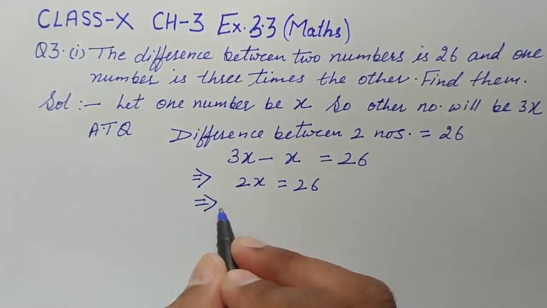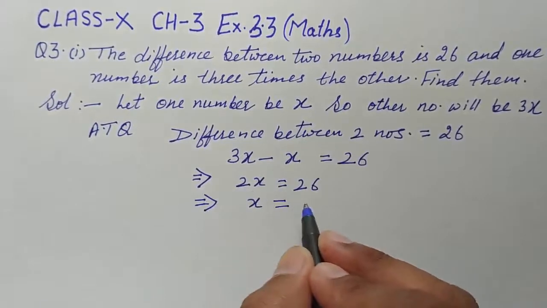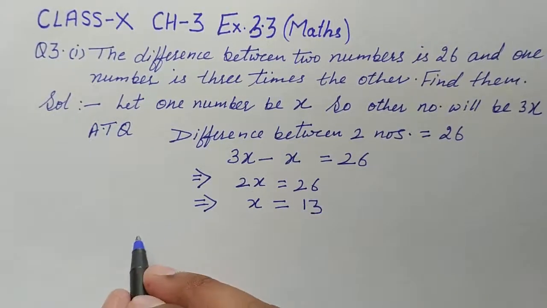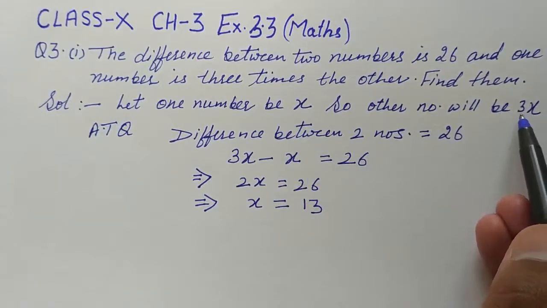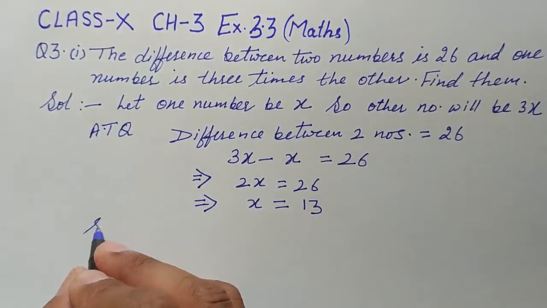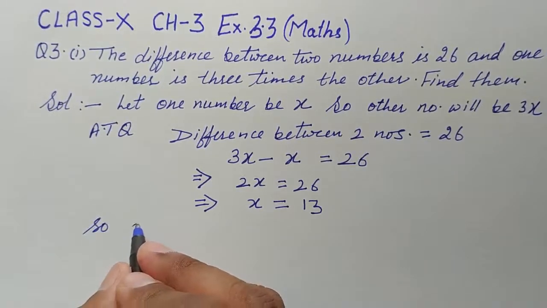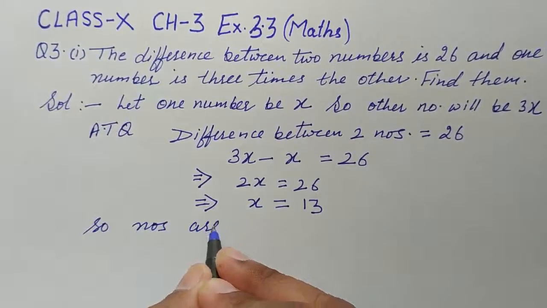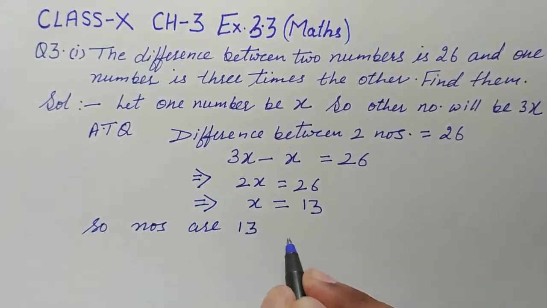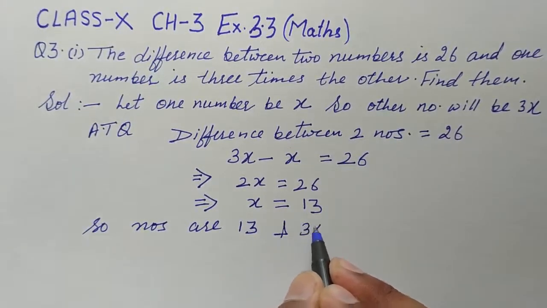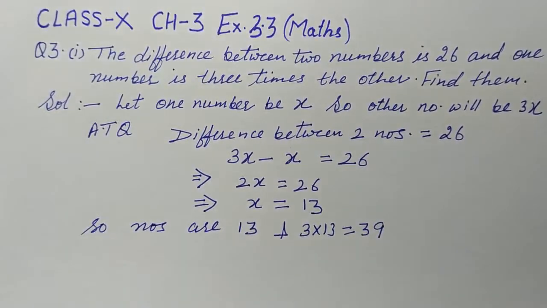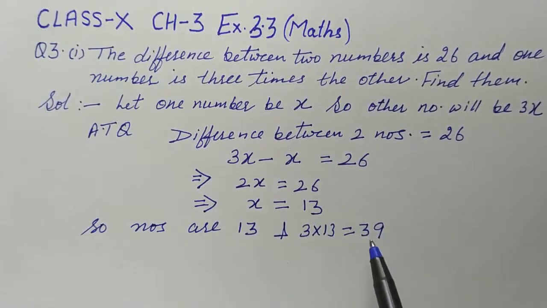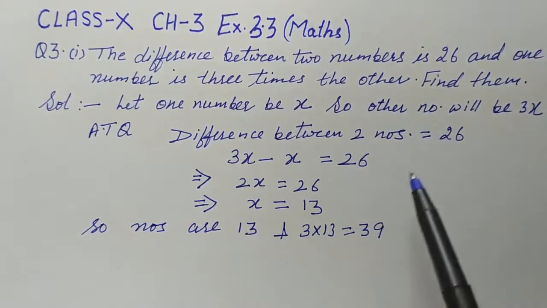And from here you can see that x is 26 over 2, that is 13. So it means first number is 13 and second number is 3 times of 13, 3 times x, that is 39. So we'll write, so numbers are 13 and 3 into 13, that is 39. So this way we will do this question and we can check this question also, that whether their difference is 26. So 39 minus 13, that is 26.